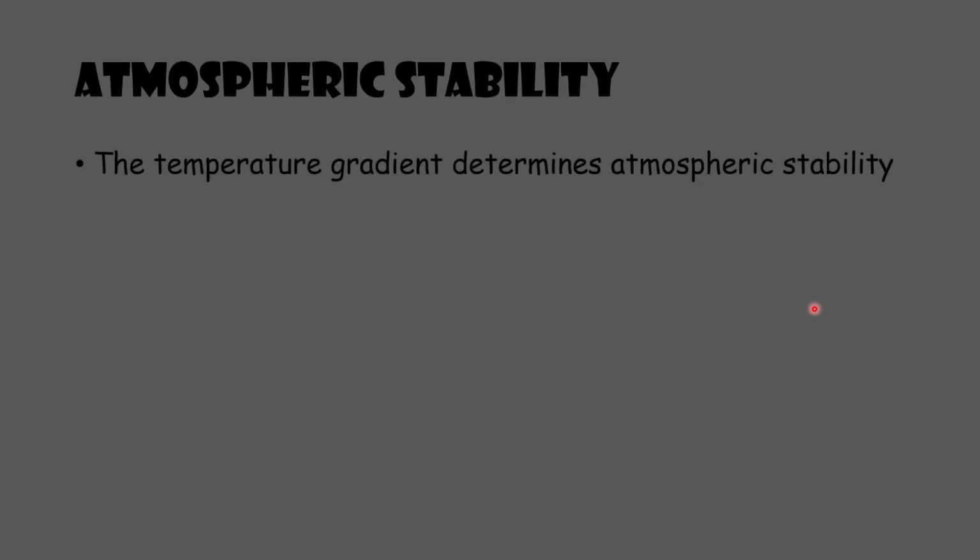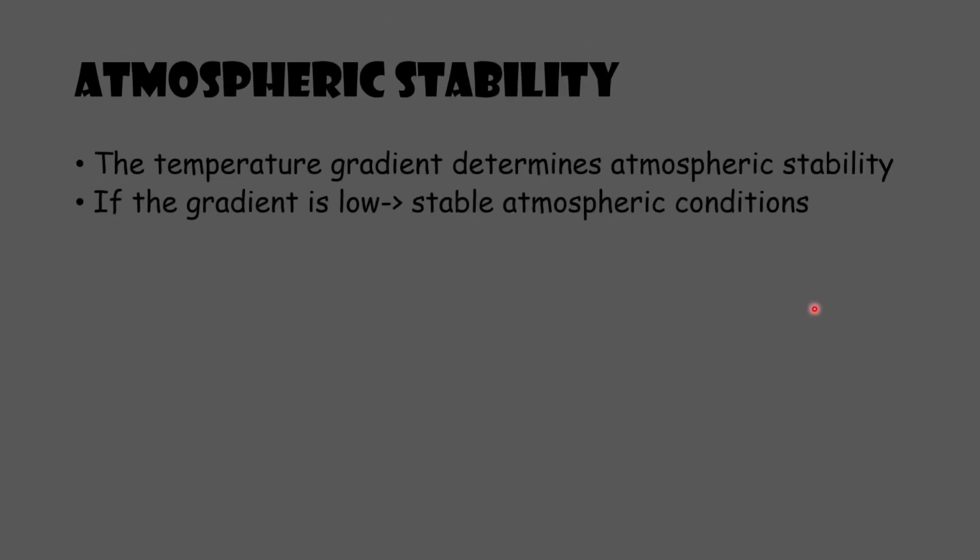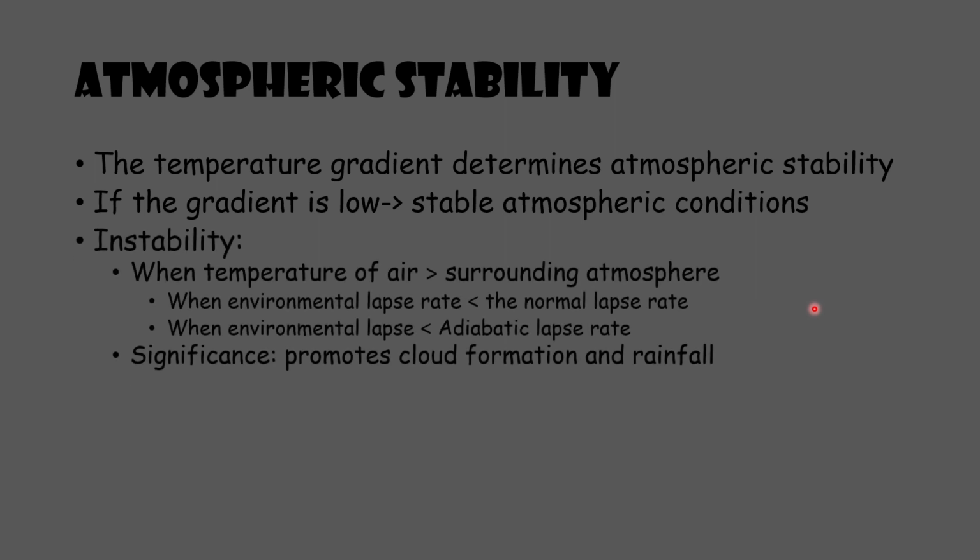Now, atmospheric stability. The temperature gradient will determine the atmospheric stability. As I've already told you, if the rate of cooling is higher, the temperature gradient will be higher and the air will be unstable. Whereas if the gradient is low, there will be a stable atmospheric condition. So when there is stability, what would be the condition of the atmosphere? The rising parcel of air would have a temperature which would be lower than the surrounding atmosphere.